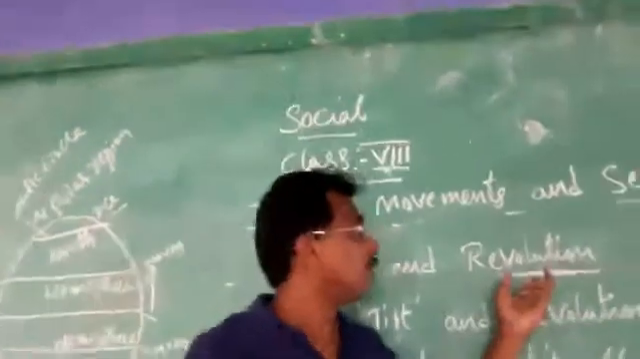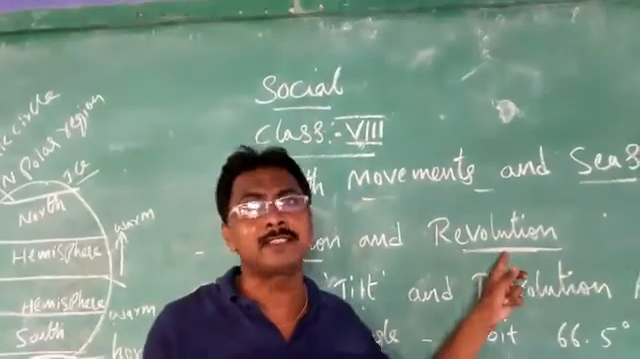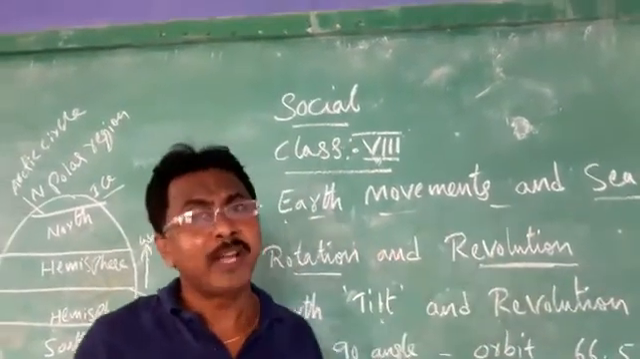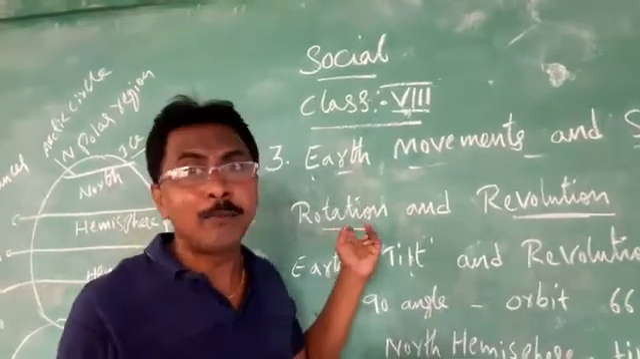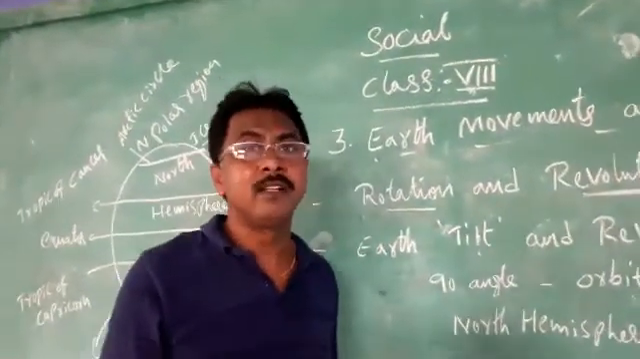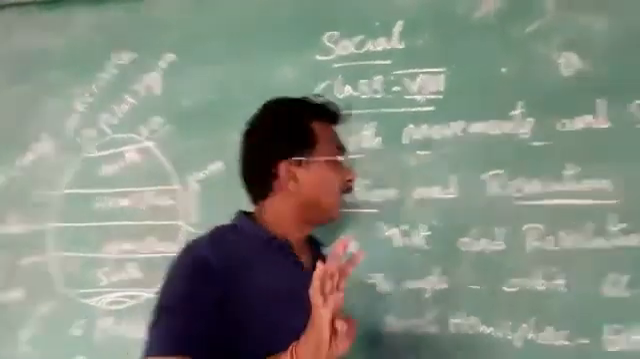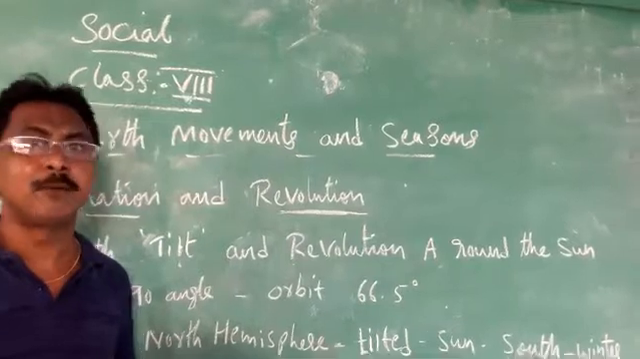And next, to complete one revolution, it takes 365 days, 5.54 minutes. And to complete one rotation, it takes 24 hours. That we have discussed in the previous class. And every 4 years, a leap year comes, I told you.